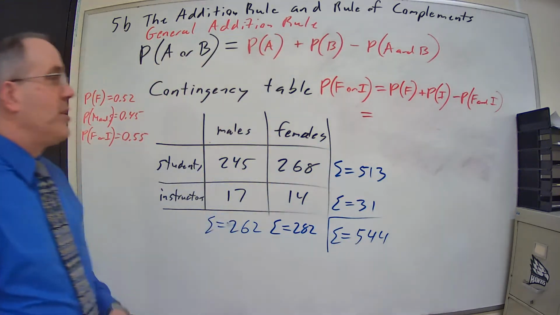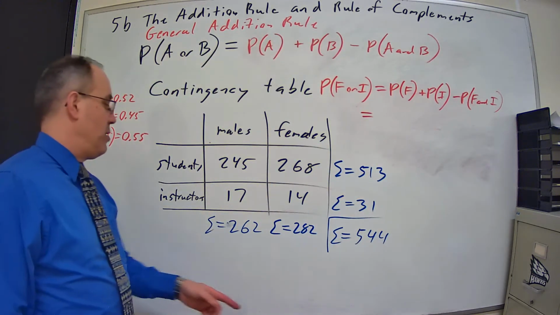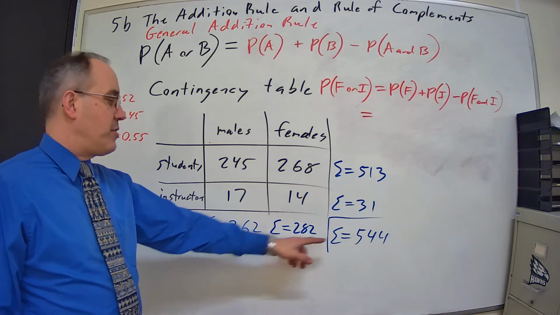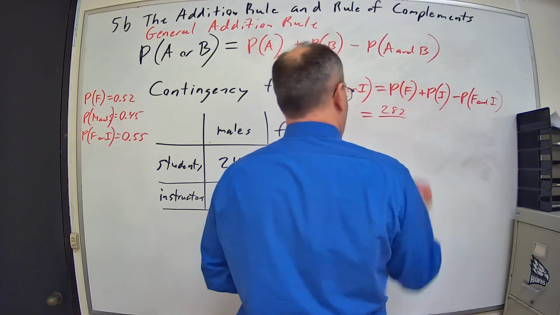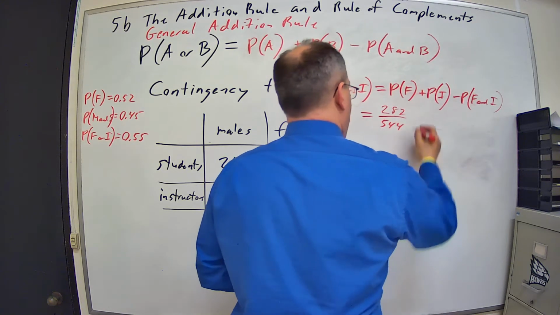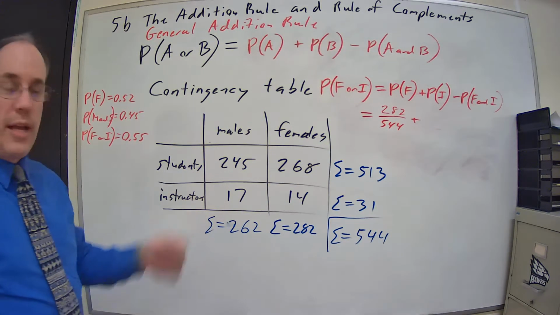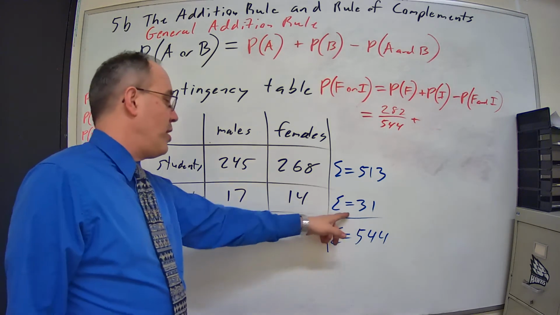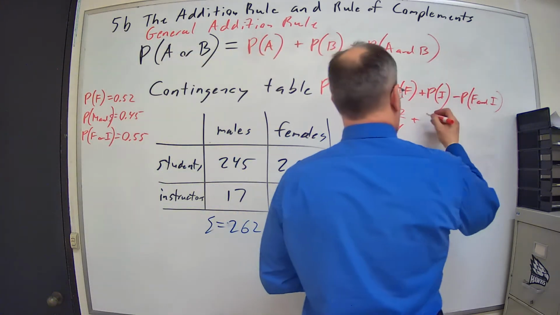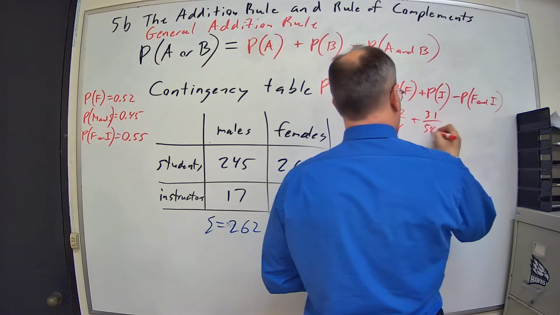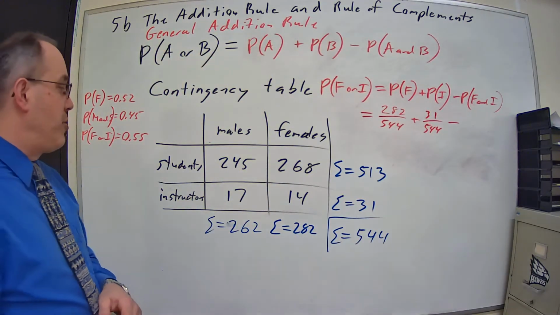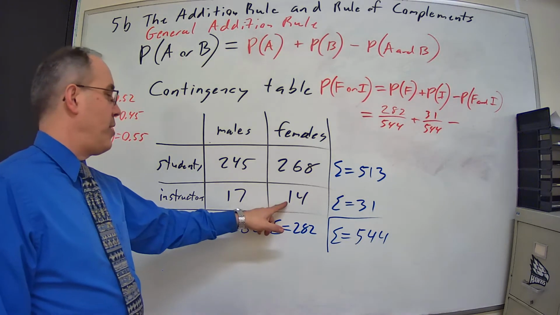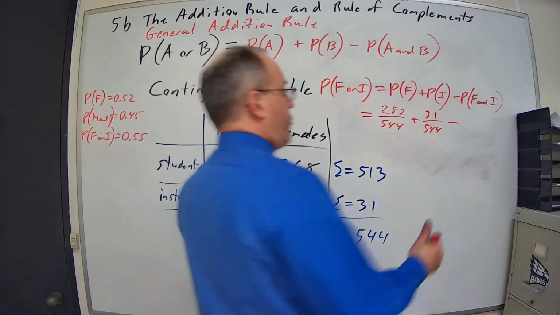What's the probability that we select a female? There are 282 females out of 544. What's the probability that we select an instructor? There are 31 instructors out of 544. What's the probability that we select a female instructor? There are 14 female instructors out of 544.